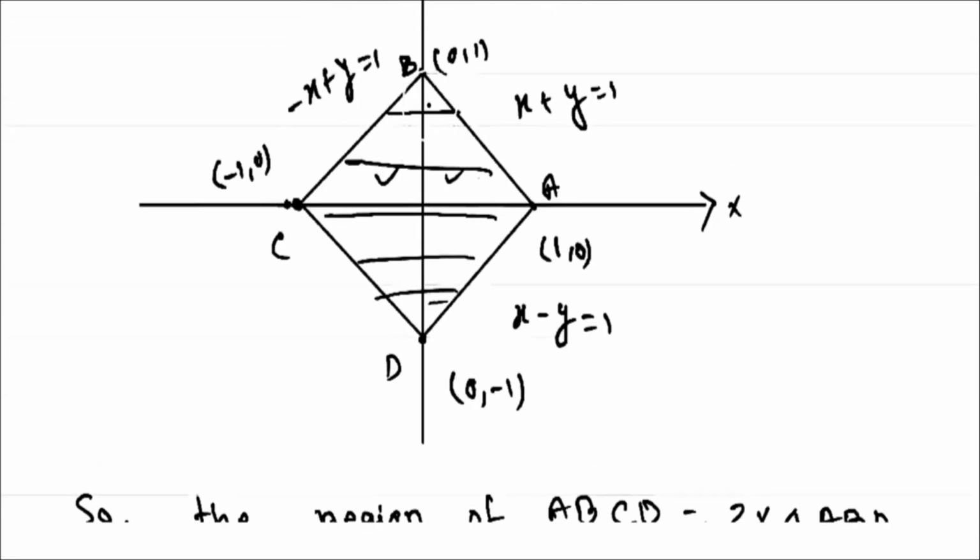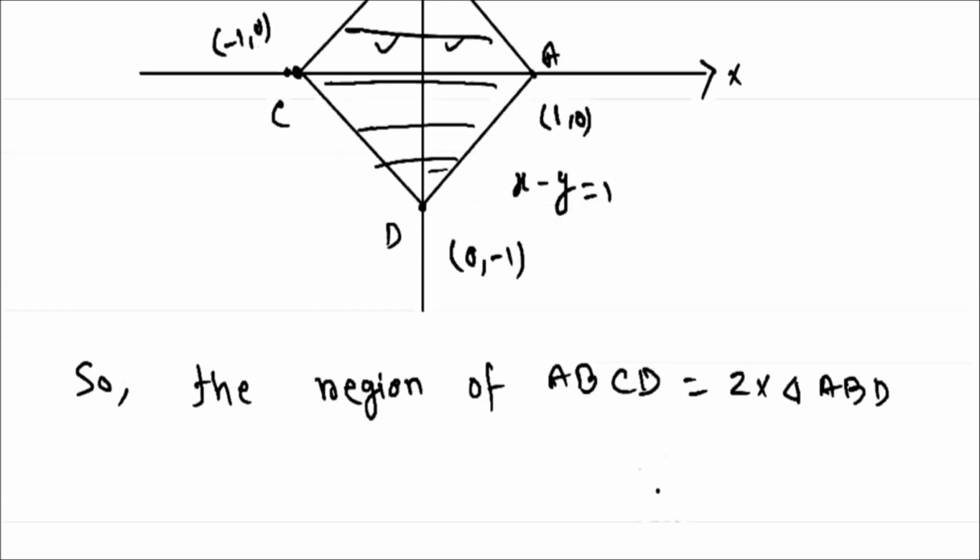If we take the base as BD, now we write 2 into the area of the triangle, which is half into base into perpendicular distance, that means height. Half into base, here we take base equals to BD, and as BD makes a 90 degree angle, if we name the origin O, then OA is the height of the triangle ABD. So half into base into height, that is AO.